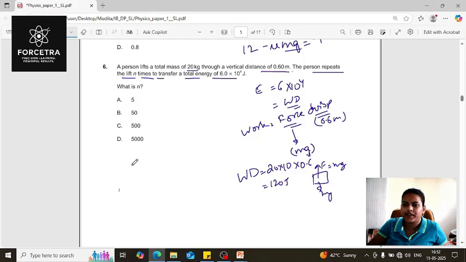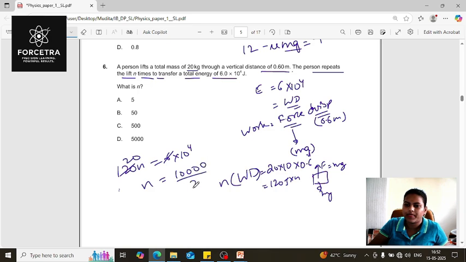Just equate it to energy. It is happening n times, so the total work done for n times would be multiplied by n. So the total work done, 120 into n, is equal to 6 × 10^4. And when you solve it, n is equal to 6 × 10^4 upon 120, and when you solve you get 500. So 500 times this process has been repeated.